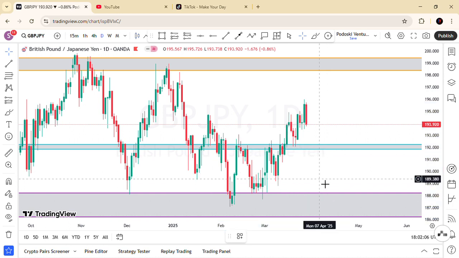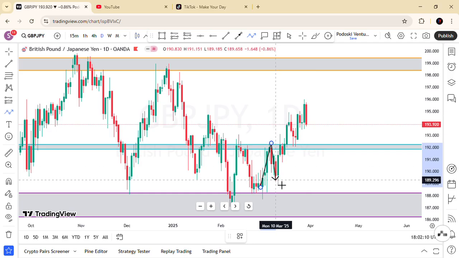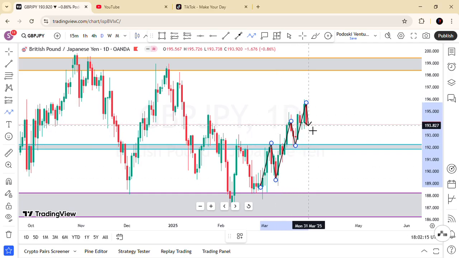So we should be expecting buying opportunities like this: a high, a low, a new high, a new low, another new high. So where is the new low ending? Where exactly is it ending? Let's find out as we go to the 4 hour time frame.